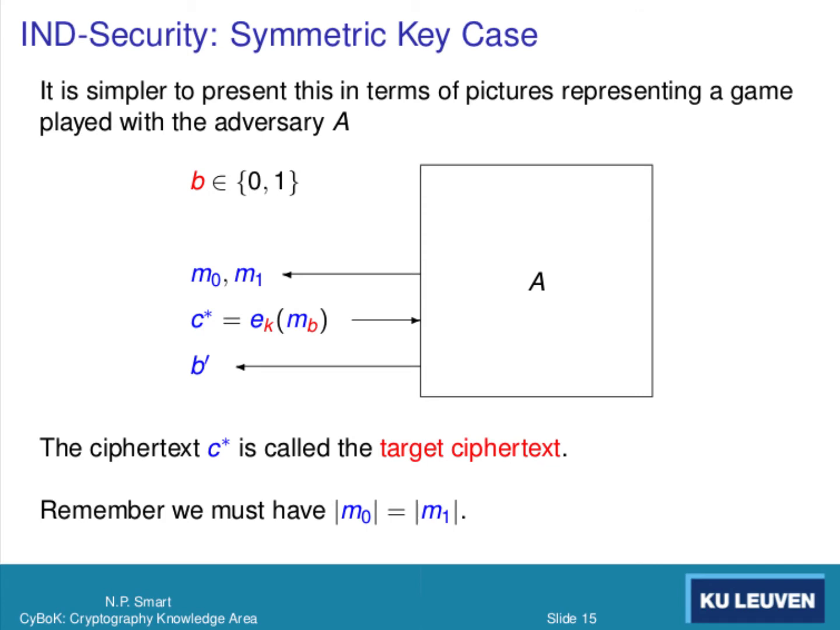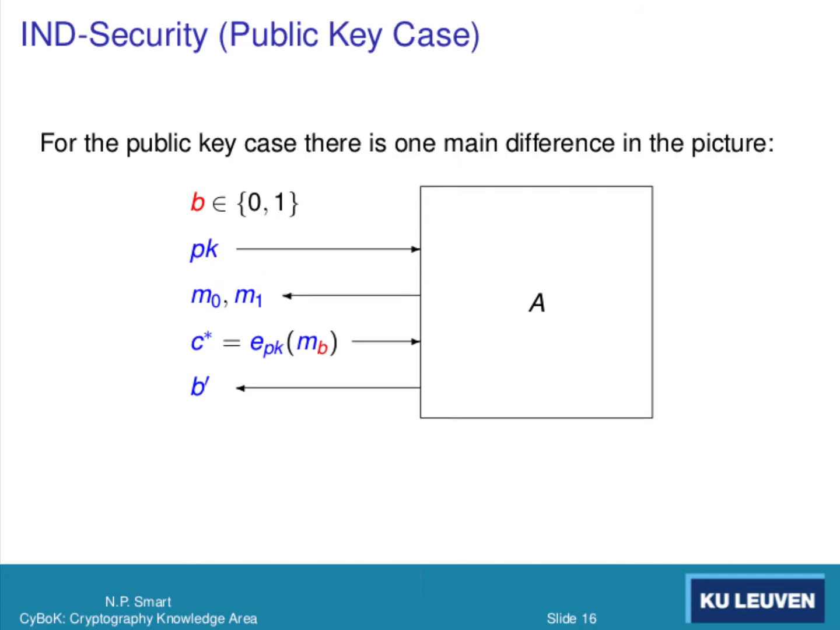So this is the symmetric key version. And if you look at the public key version, it's virtually identical, except that the adversary is given the public key. After all, it's a public key encryption scheme, so the public key is public, so he's got it. So these define what we mean by the adversarial goals for encryption.